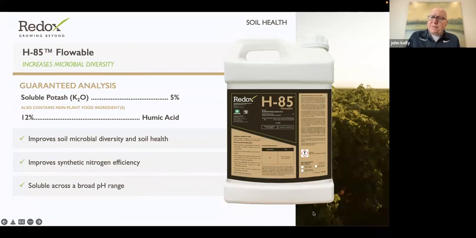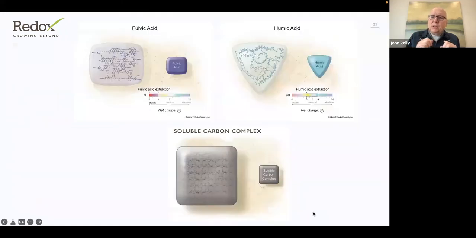The second product I'd like to talk about is H85. H85 is designed to improve soil microbial activity, and not only improve microbial activity, but a broad range of microbial activity. So it incorporates short, medium, and long chain soluble carbon. So we get great diversity under a broad spectrum of soil chemical conditions.